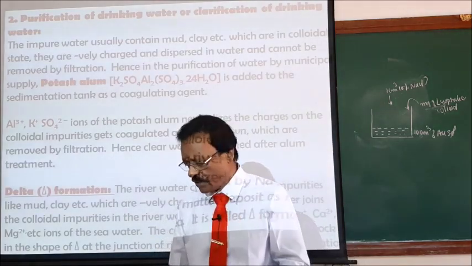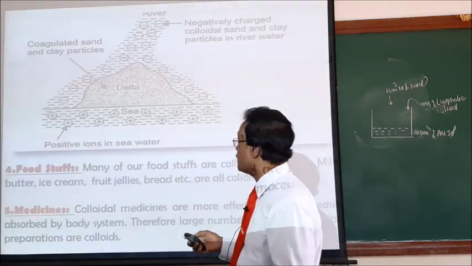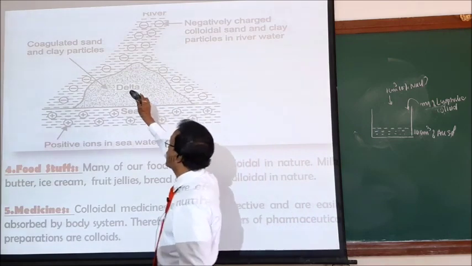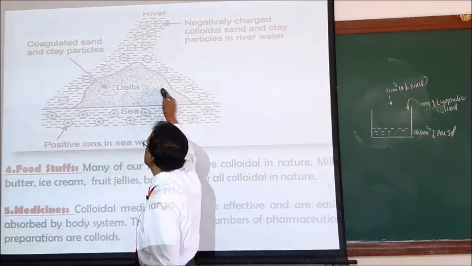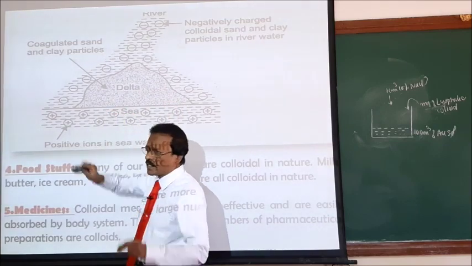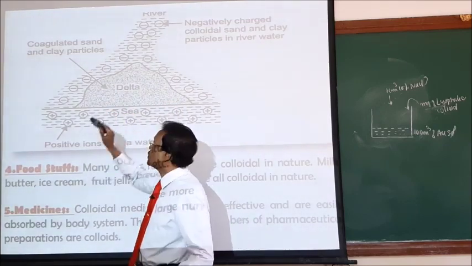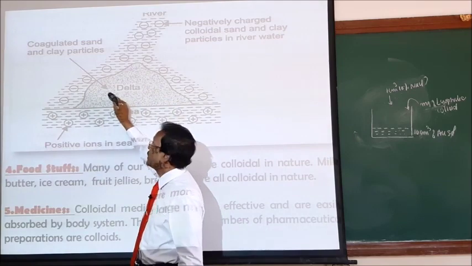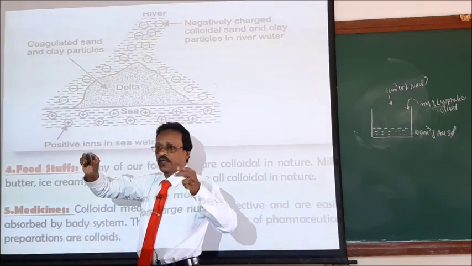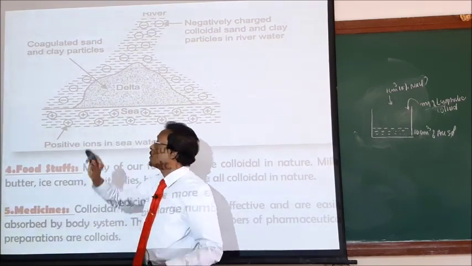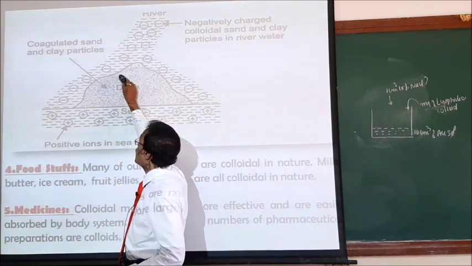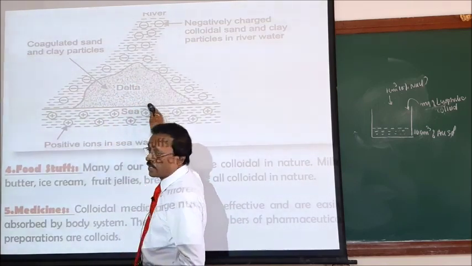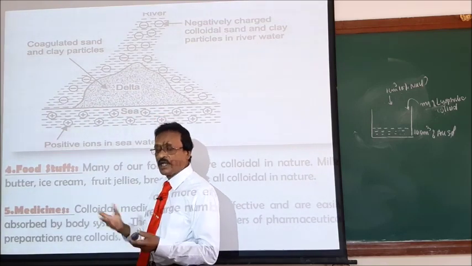At the junction of the river joining the sea, assume this is a river joining the sea. At the junction, there is a thick stone formation in the shape of delta. Not exactly delta, but the shape of delta. So this is called the delta formation. When the river water goes to the sea, at the junction of river water and sea water there is a hard stone formation in the form of delta. It's called delta formation. How has it been formed?